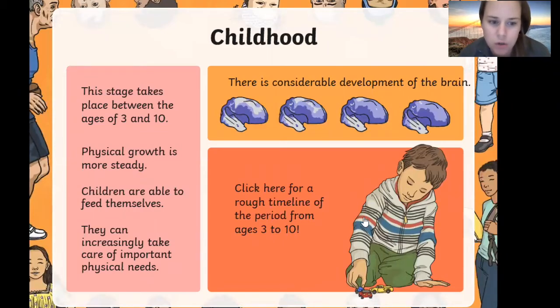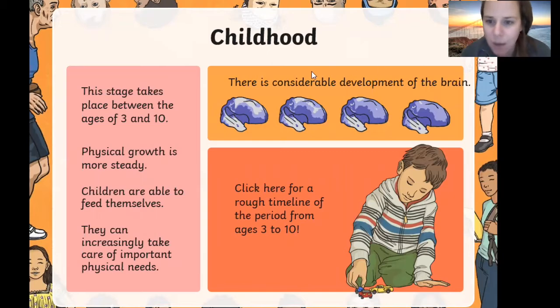Children are usually able to feed themselves. They can take increasing care of themselves and their own important physical needs. So you guys probably don't need too much help having a bath. You might need a bit of help washing your hair, but generally speaking, the rest of that you are able to do yourself. You probably don't need somebody to brush your teeth for you. You might need mum to cook your dinner for you, but you don't need mum to feed you, for example.